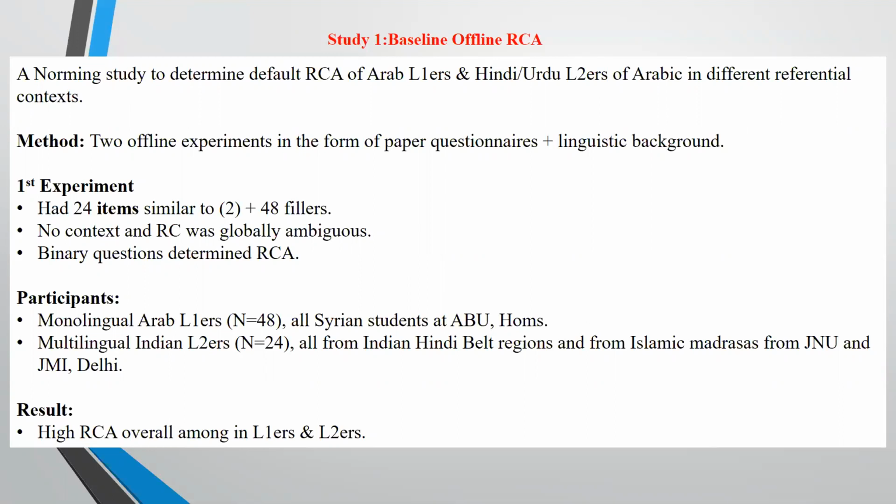The multilingual Indians were from JNU and Jamia Millia Islamia. And the results: both samples are attaching high. So they have a bias offline. When you give them a pen and paper and you show them a list of sentences and tell them who was standing on the balcony, they mostly say it was the servant.